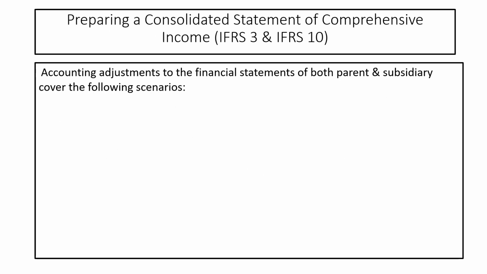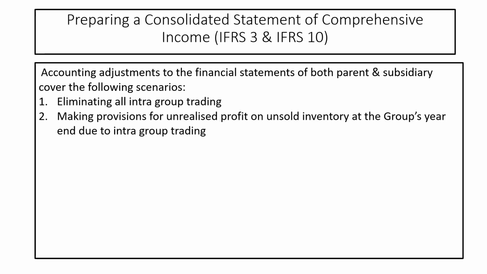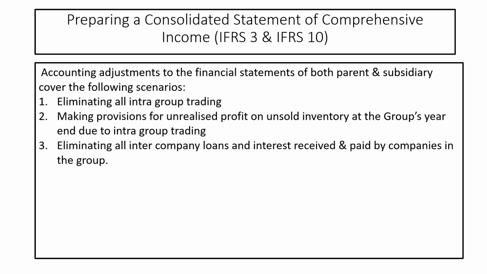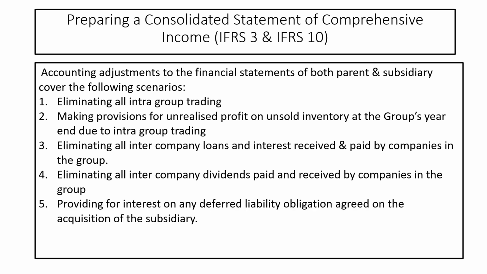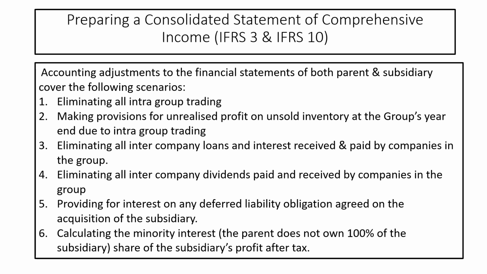Accounting adjustments to the financial statements of both parent and subsidiary cover the following scenarios: eliminating all intergroup trading, making provisions for unrealized profit on unsold inventory at the group's financial year end due to intergroup trading, eliminating all intergroup loans and interest received and paid by companies in the group, eliminating all intercompany dividends paid and received by companies in the group, providing for any interest on any deferred liability obligation agreed on the acquisition of the subsidiary, and finally, calculating the minority interest share of the subsidiary group's after-tax profit.